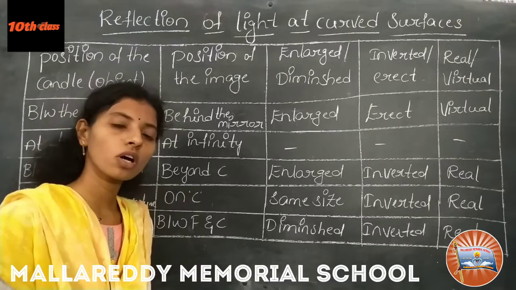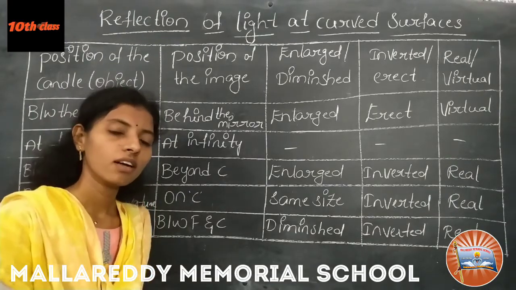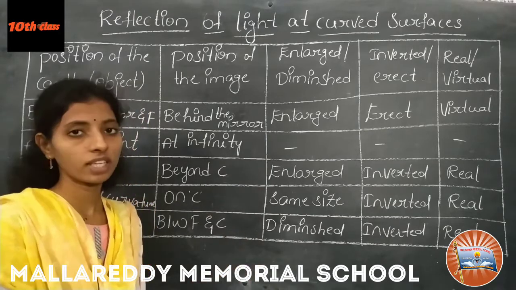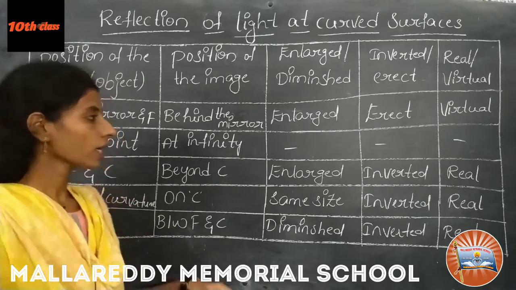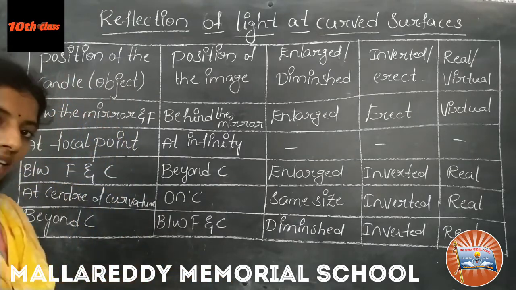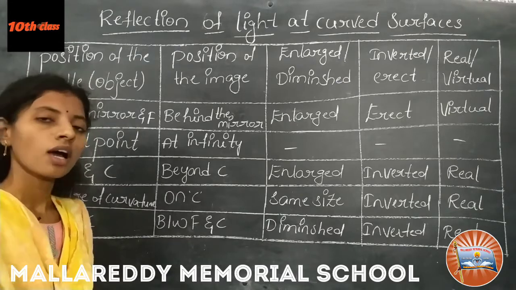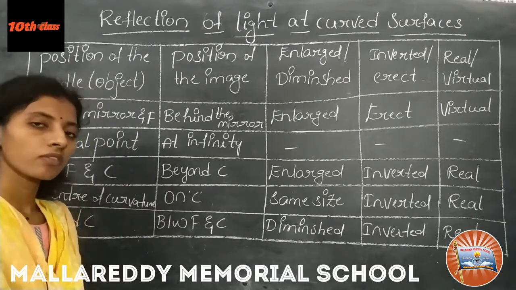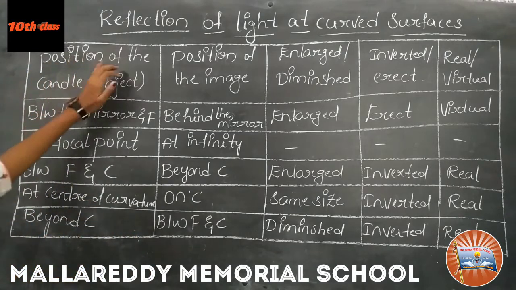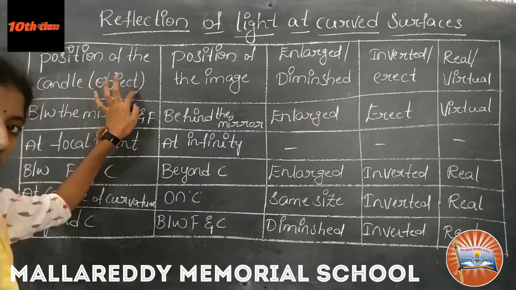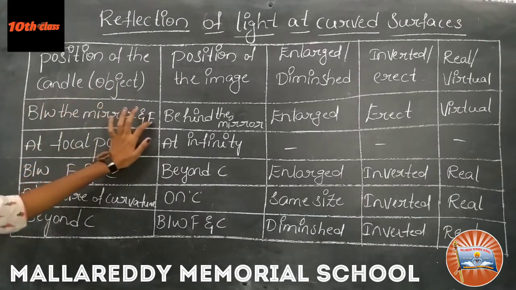We know the focal point and center of curvature. So here we are reclassifying the above observations. Before, we took the object distance and image distance and how they are formed. Now see, if the position of the candle, that means the object, is placed between the mirror and F.